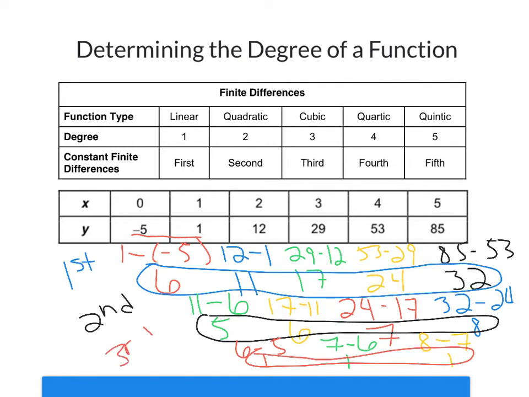After I've subtracted 3 times, I have the same number each time. Therefore, I go to my table of finite differences and I would figure out that I have a cubic function because my constant finite differences are the third differences. Please take a moment to pause this video and record this example in your notes.